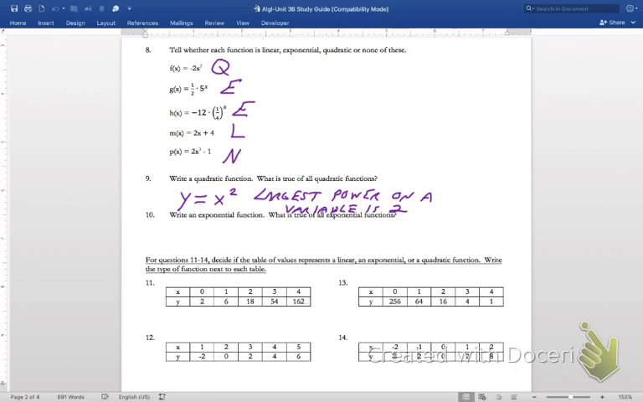Now write an exponential function. Well, we could write something like y equals 5 to the x. And what's true of all exponential functions? Well, just like the name says, the variable is in the exponent.